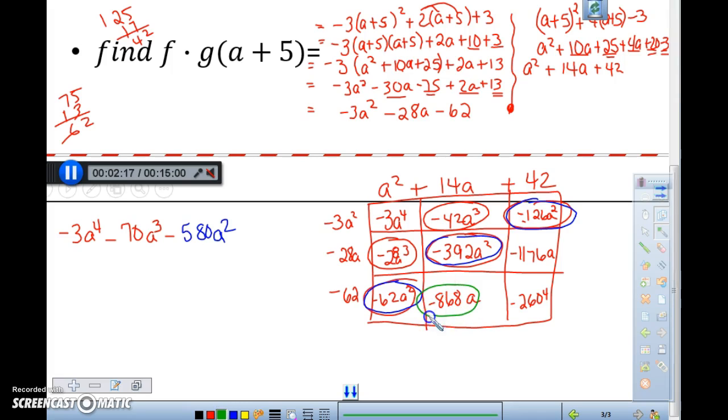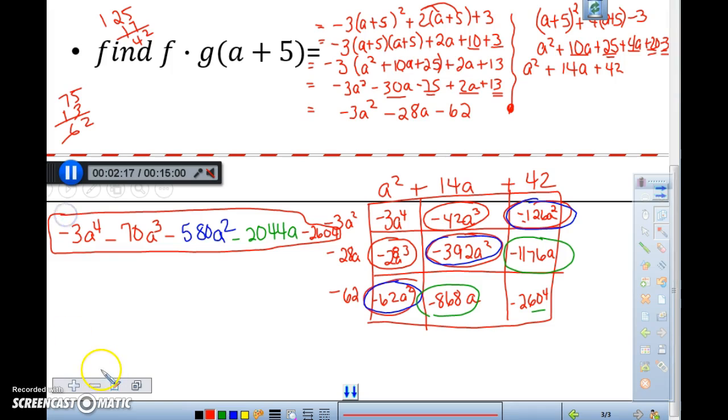And then we have our a's. So 868 and 1176. Big old number. We have negative 2044a. And then we have this, our singleton here. Minus 2604. So that would be our full answer. That one's probably a little bit more difficult than what you're going to have to do, but nonetheless, there you go.